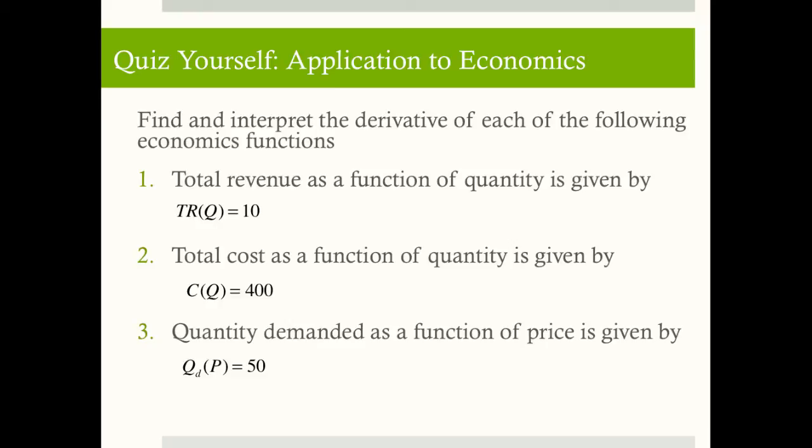Now find and interpret the derivative of each of the following economics functions. Total revenue is equal to 10, total cost is equal to 400, and quantity demanded is equal to 50. Pause the video and try this yourself. Because each function is really just a number, just a constant, each derivative is equal to 0. This is saying, for example, in regards to total revenue, that if quantity increases, total revenue remains the same. If quantity increases, total cost remains the same. If price increases, quantity demanded remains the same.